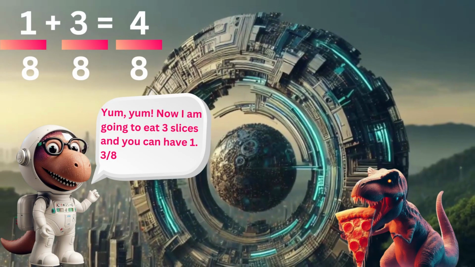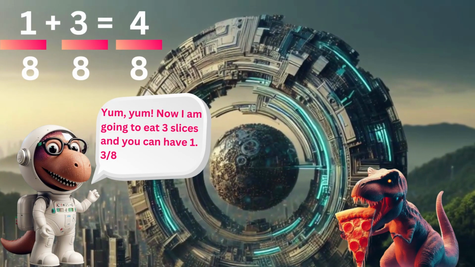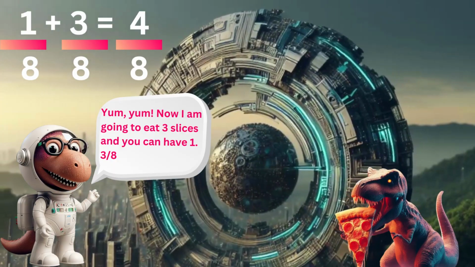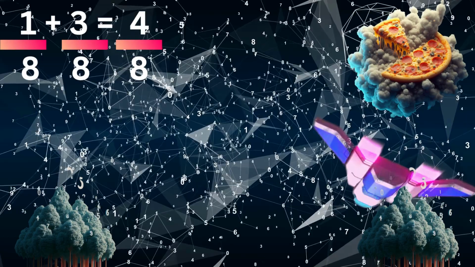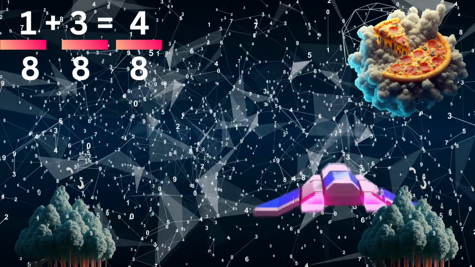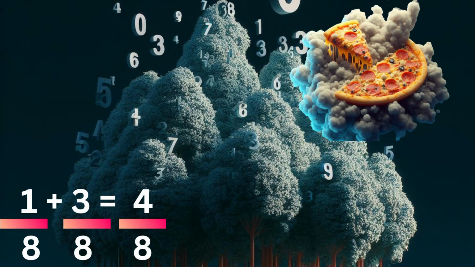The T-Rex swiftly takes 3 slices. If we had 1 slice and the T-Rex ate 3 slices, how many slices have been taken from the pizza? Well, 1/8 plus 3/8 is equal to 4/8. And guess what? 4/8 can also be expressed as 1/2.